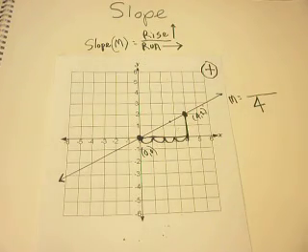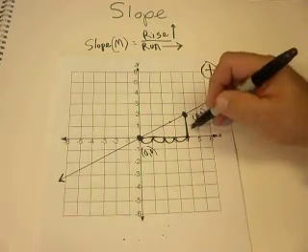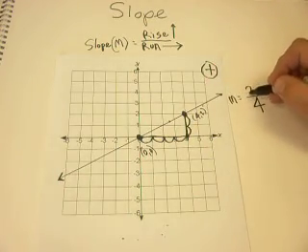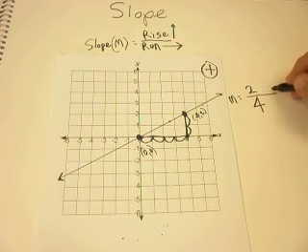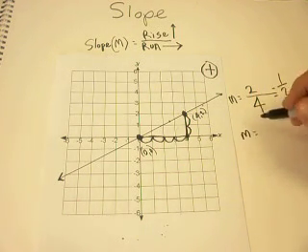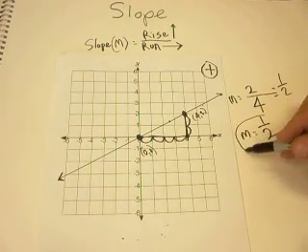I ran 4. How far did I rise? I had to go from here all the way up to here. I go 1, 2. I had to rise 2. So I have 2 over 4. That, of course, can be reduced to 1/2. So our slope for this particular line is a positive 1/2.